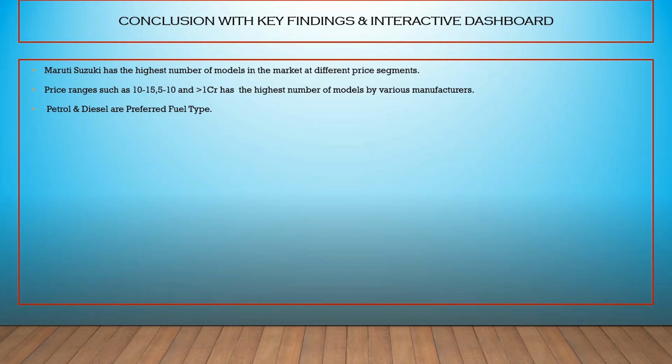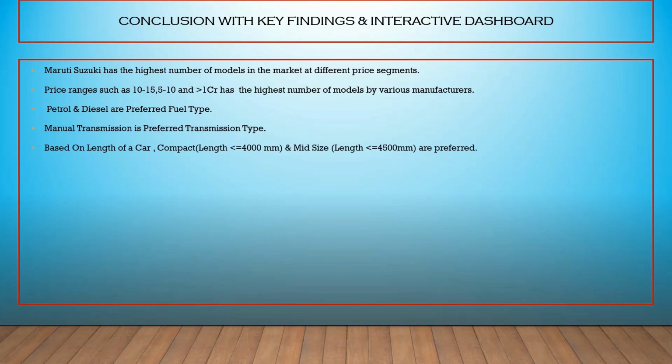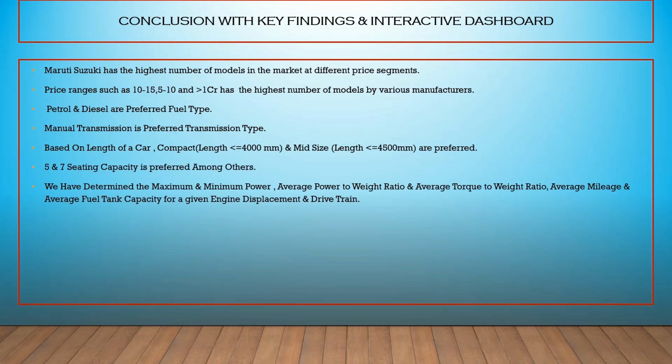Petrol and diesel are the most popular and preferred fuel types. Manual transmission is the preferred transmission type. Based on the length of the car, compact and mid-size are the preferred car types. 5 and 7 seating capacity is preferred among others. We have determined the maximum and minimum power, average power to weight ratio, average torque to weight ratio, average mileage, and the average fuel tank capacity for a given engine displacement and drivetrain.